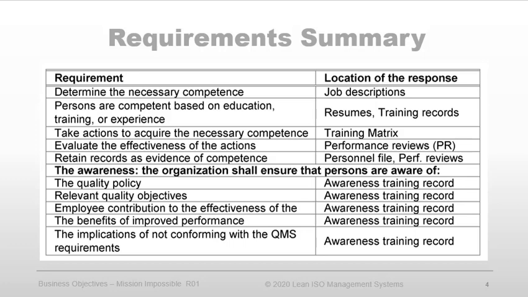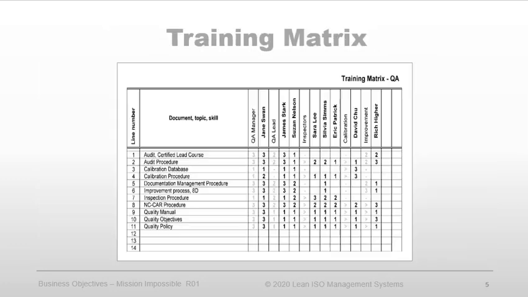My thought is that a simple training matrix with corresponding records will provide sufficient evidence of compliance with the requirements of elements 7.2 and 7.3. Let's give it a try. This matrix defines training requirements and shows completion of the required training for personnel in a specific department. In the rows, the table lists documents, topics, or skills that a particular employee in the given position should be trained on and to what level of expertise.